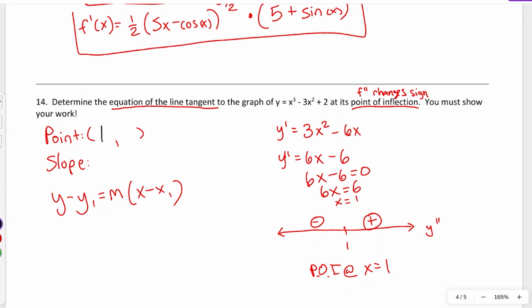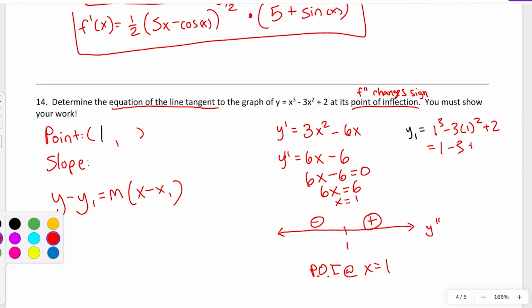So my y1 is going to be 1 cubed minus 3 times 1 squared plus 2. So that's going to be 1 minus 3 plus 2. Is that just 0? Yeah, I guess that's just 0. So my y1 is going to be 0.